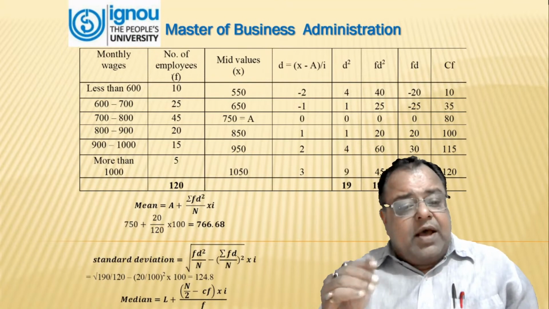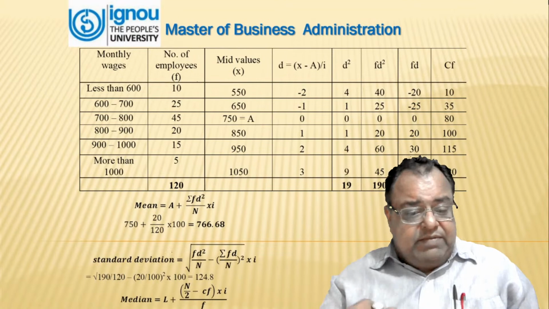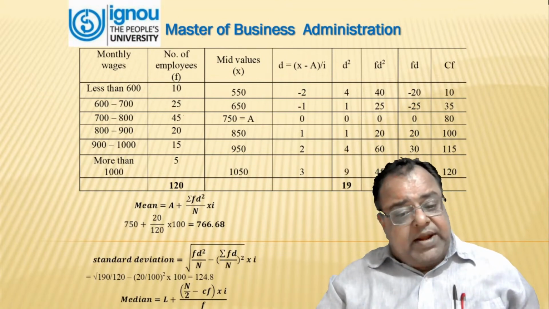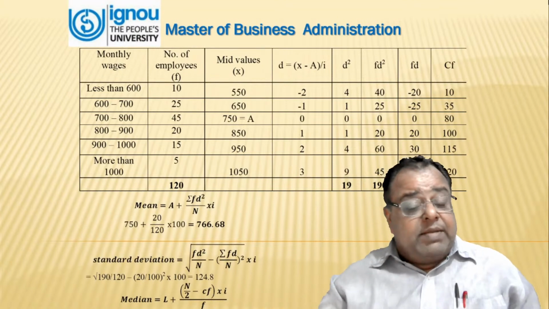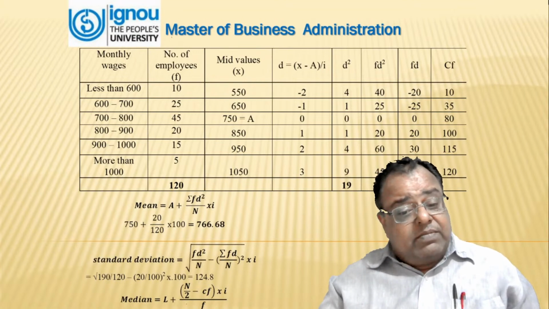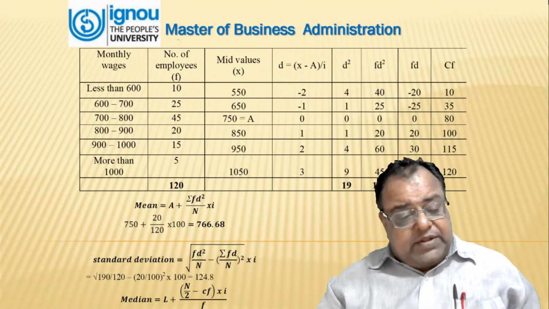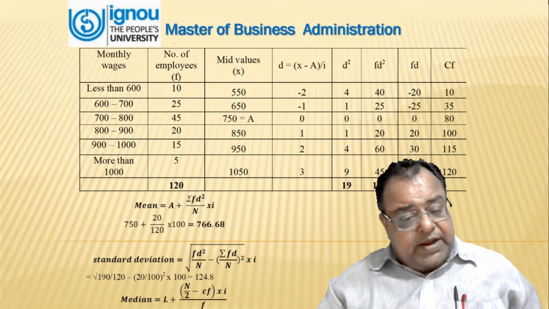The mean after calculations comes out to be 766.68. Then we will be calculating standard deviation. That is under root summation fd square upon n minus summation fd upon n whole square, into i. Remember, i is apart from under root. So after the calculation, we get standard deviation as 124.8.